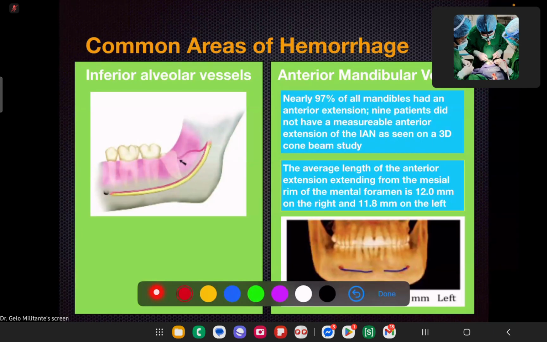So what are the common areas of hemorrhage in the oral cavity? Basically, this is a very minor concern in dental implants. But the most common concern on bleeding is coming from an abnormality of your inferior alveolar artery. There's an excess branch of the inferior alveolar artery that goes into the distobuccal area of your lower third molars.